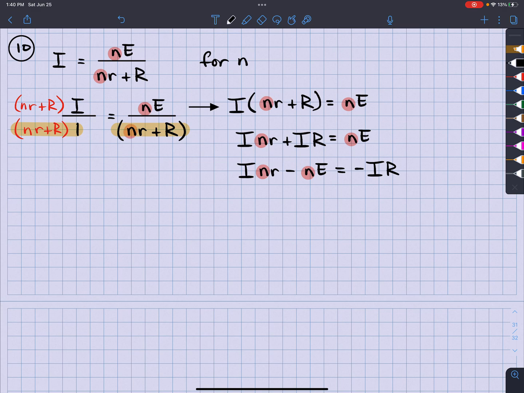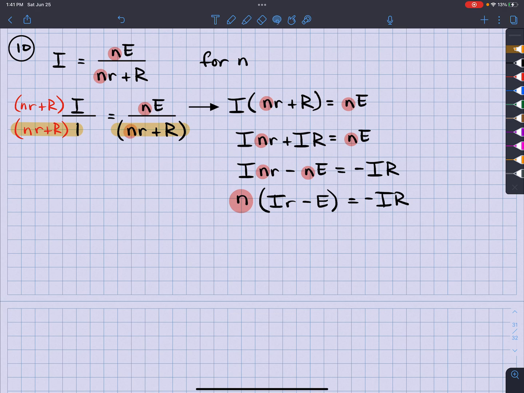Ooh, look at this. Look at what's happening on this side now. I have a GCF of N, don't I? I have a GCF of N. So if I take out the N, what do I have left? I have IR minus E, equaling to negative IR. But let me put that back in here. Okay, the highlight. Now, if I want to get N by itself, I just got to divide that thing off.